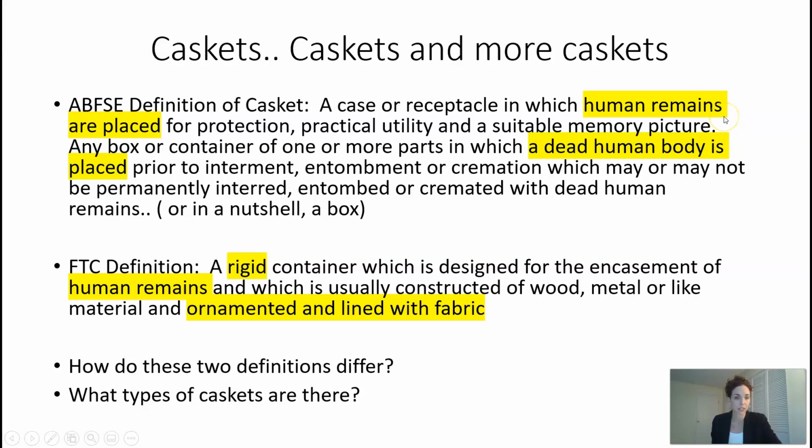So the American Board defines a casket as it's written here. I've highlighted some of the key terms. If you read this whole definition, I came to the conclusion that really it's just describing a box, which really is arguably all a casket is. But what makes that box a casket is the placement or the intention to place human remains into that box. And that's why I highlighted these terms here. Human remains, and of course, a dead human body is placed.